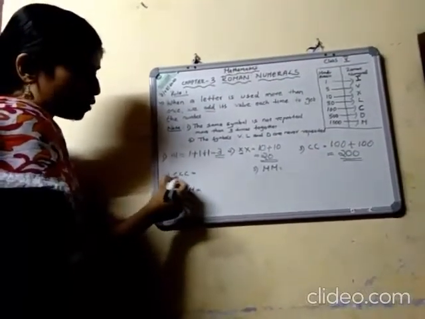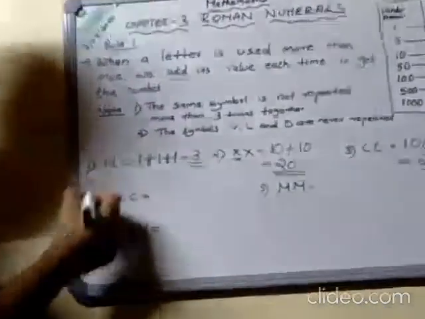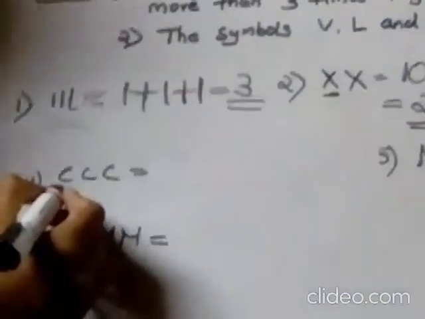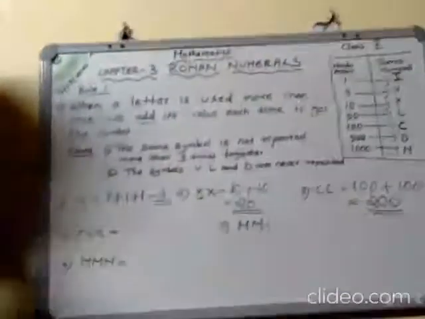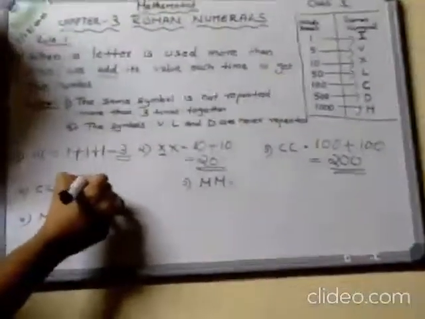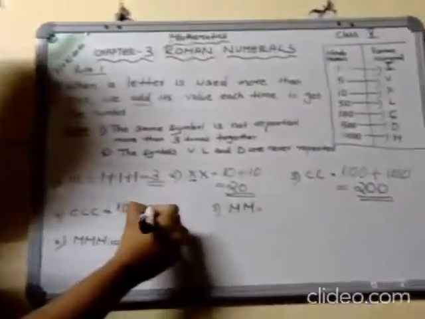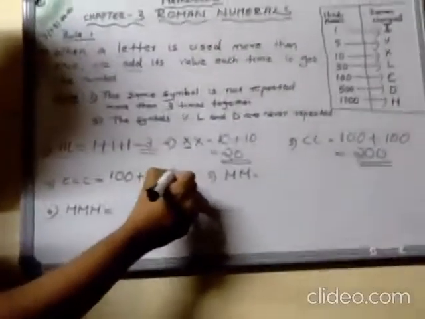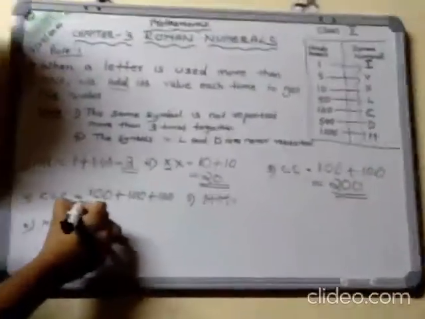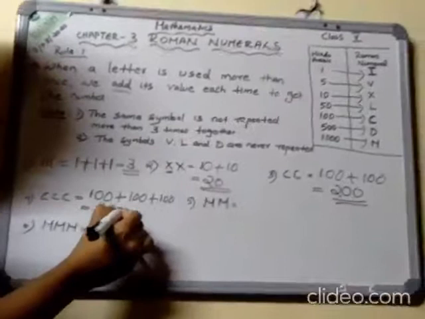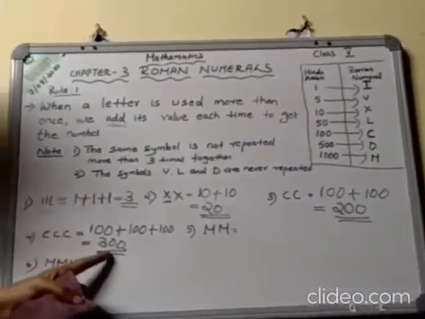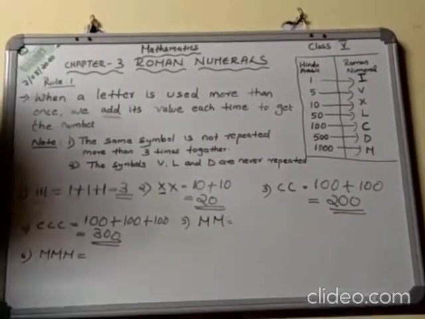So can you tell what does this CCC represent? Can you tell to which Hindu-Arabic numeral does this Roman number correspond? You know, C is a representation of 100. So CCC means 100 plus 100 plus 100 equals 300. So CCC represents the Hindu-Arabic numeral 300.